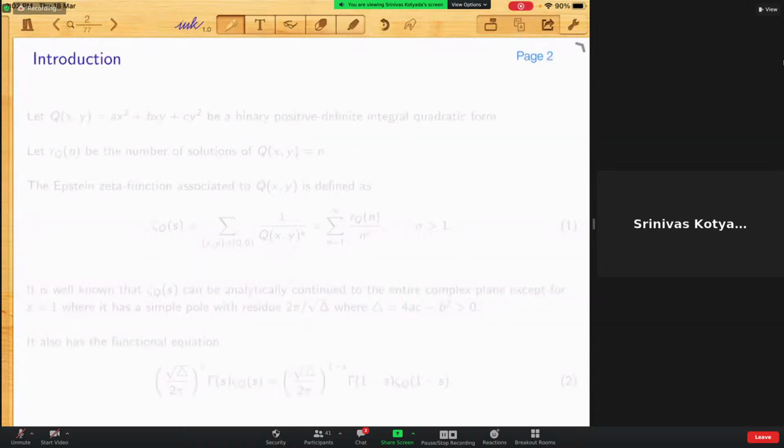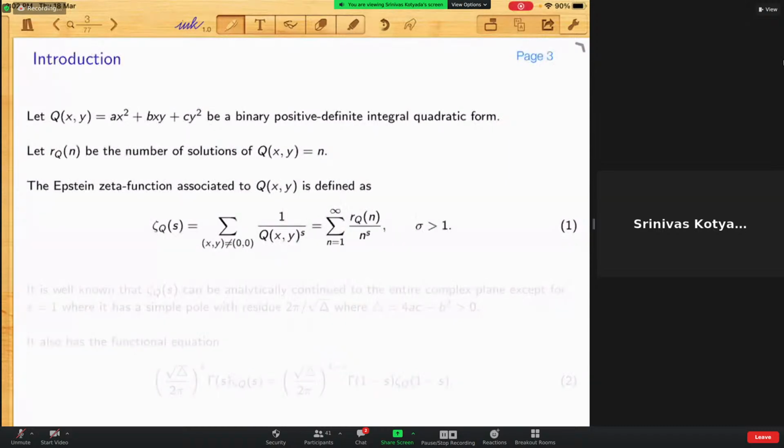So the plan is I will first briefly describe what the Epstein zeta function is and some results that we know, and how we got improvement over that, and then the recent work that is going on. All right, so that's roughly the plan of the lecture.